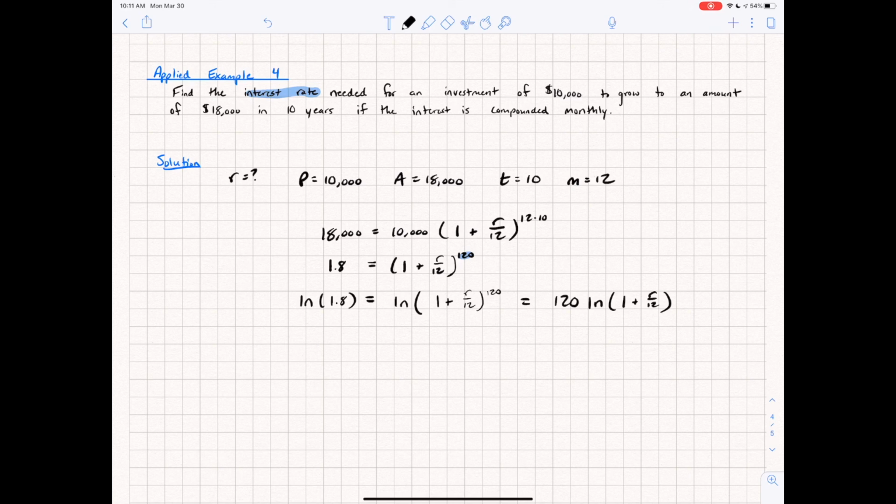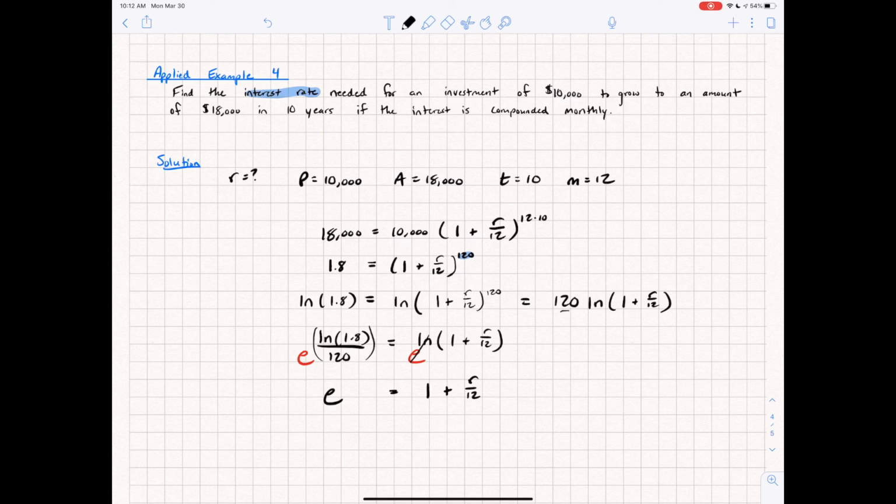Now, because my r is locked inside the parentheses, I need to isolate or get rid of that ln. Before I can do that, I need to move this 120 over. So I'm going to do ln of 1.8 divided by 120. This is equal to ln of 1 plus r over 12. And now it's time to get rid of this ln on the right-hand side. To do that, I need to e both sides, or rewrite each side in terms of its exponential. On the right-hand side, those two things directly cancel, leaving me with just 1 plus r over 12. On the left-hand side, this would stay as e to whatever this is equal to.